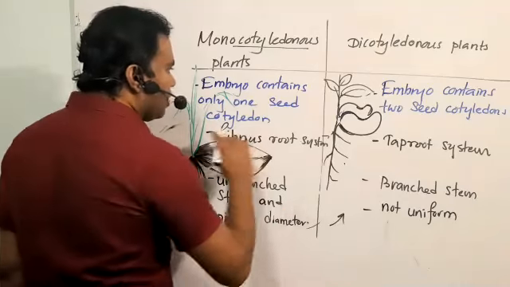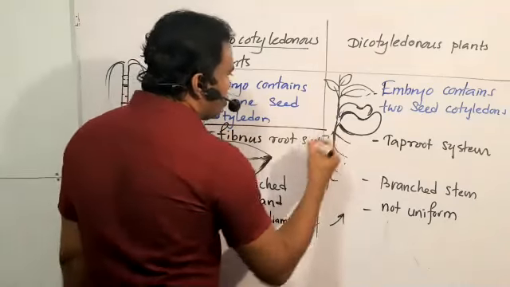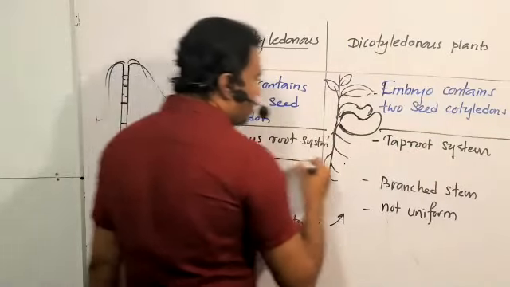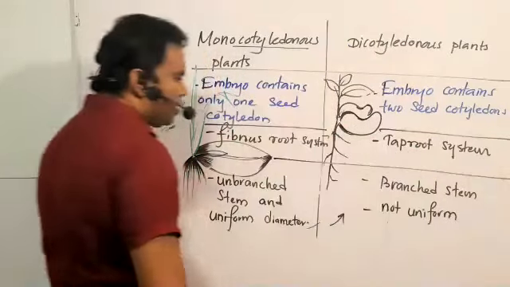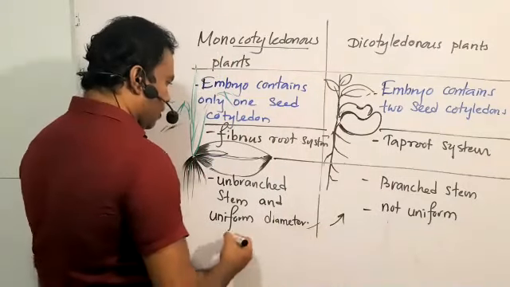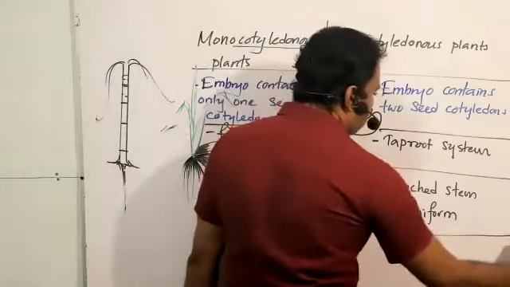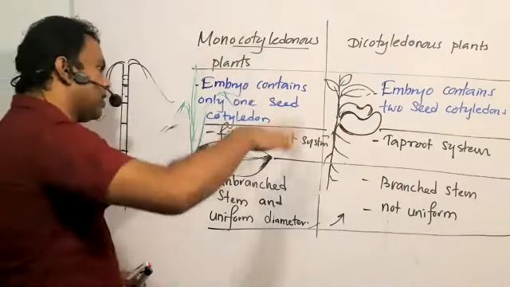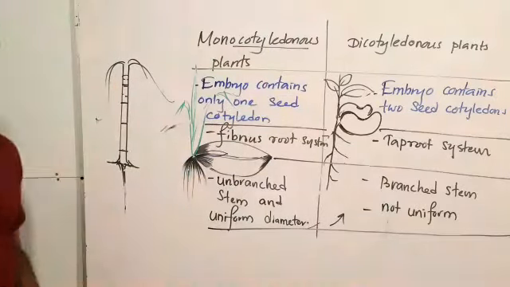Okay, so let's separate them. Two cotyledons, one cotyledon. Taproot system, fibrous root system. Branched stem and unbranched stem. Okay, now take them down, then we erase this and write the next things.